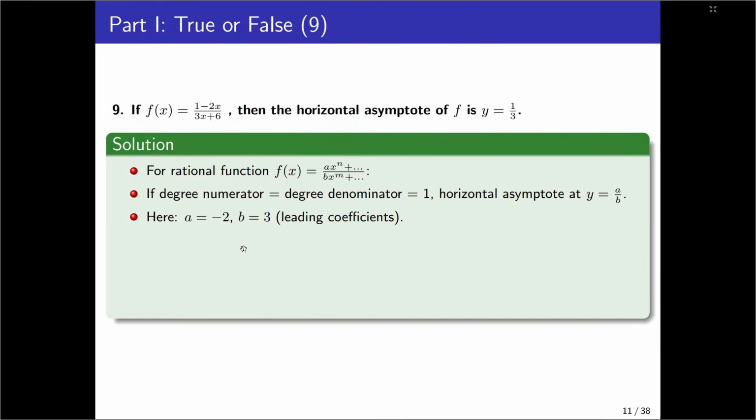So in this case, a is minus 2, b is 3. That is, the leading coefficient of the numerator is minus 2, and the leading coefficient of the denominator is 3, so the horizontal asymptote is y equals the leading coefficient of the numerator, minus 2, divided by the leading coefficient of the denominator, 3, which is minus 2 over 3. It is not 1 over 3, so the given statement is false.